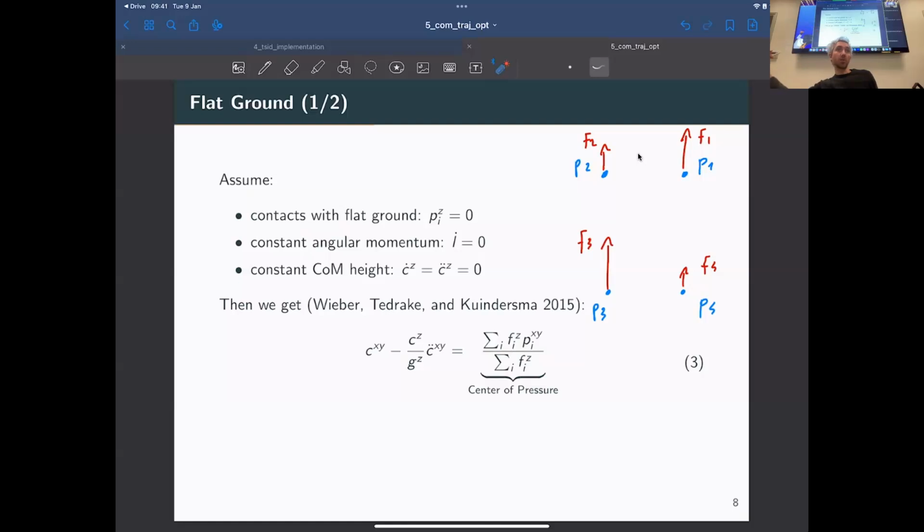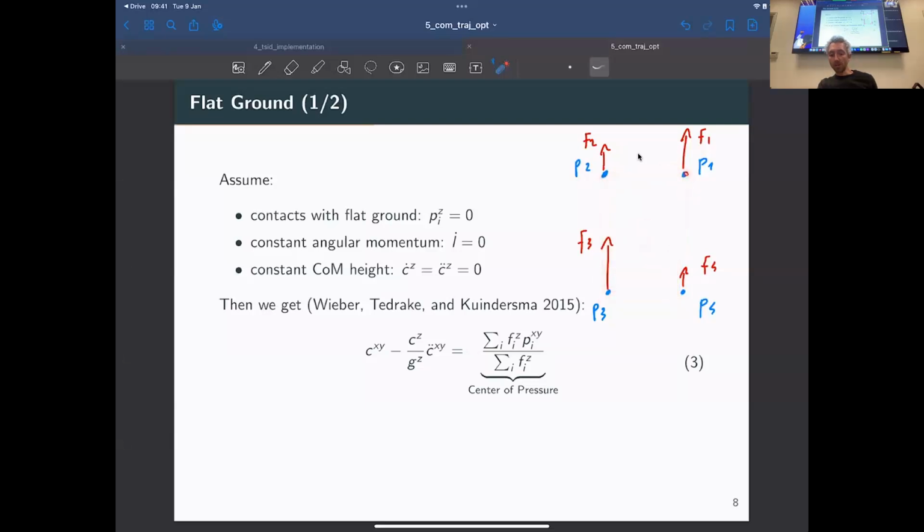And so the summation of these coefficients is going to be 1. So this quantity here is a quantity that lies inside the convex hull of the contact points, which in this case is just my foot.